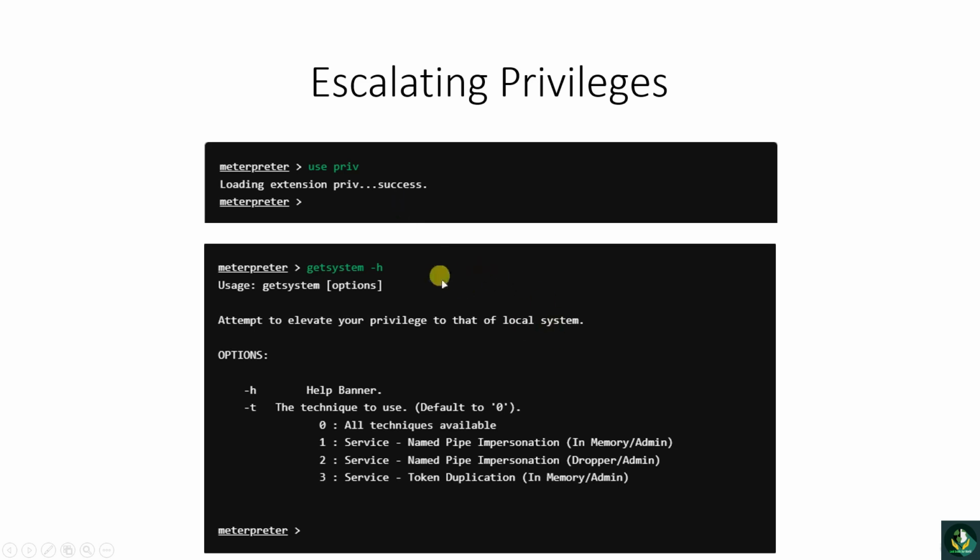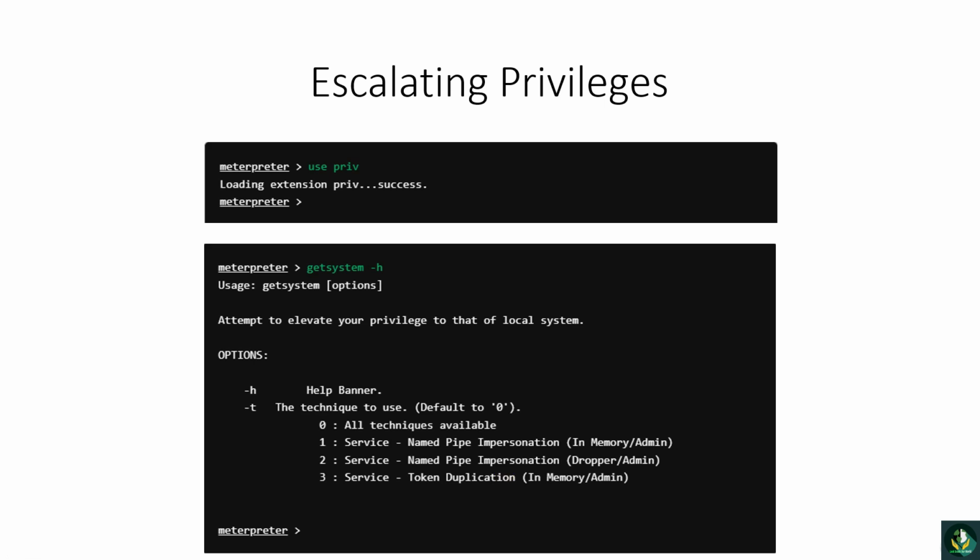Running getsystem with -h will display the options. As you can see, this command will attempt to elevate your privilege to local system. -h will give you the help banner, -t will give you the technique to use: 0 is all available, 1 is service named pipe impersonation in memory, 2 is service named pipe impersonation as dropper, and 3 is token duplication.